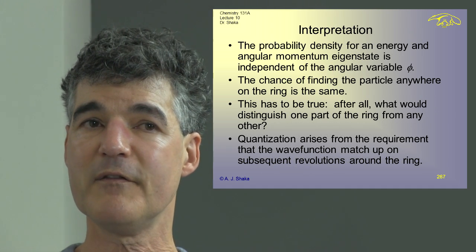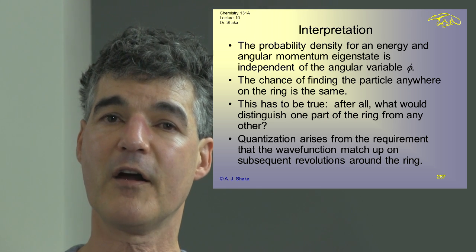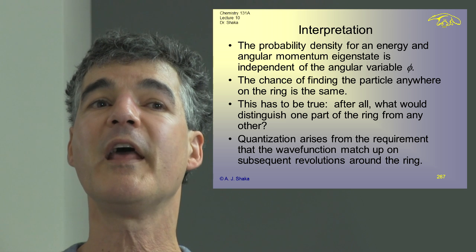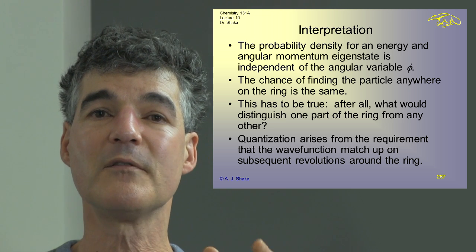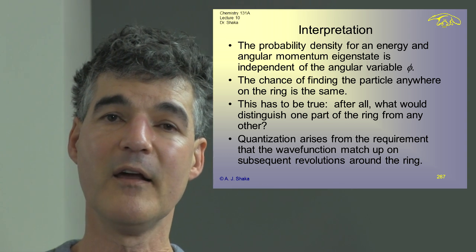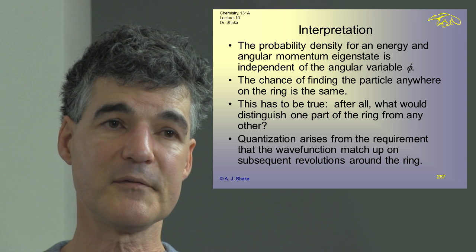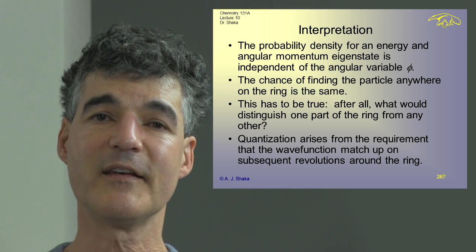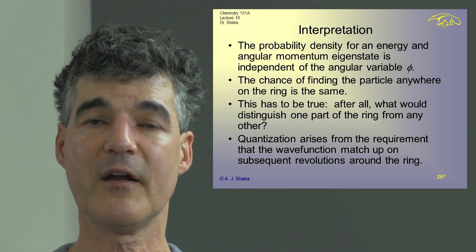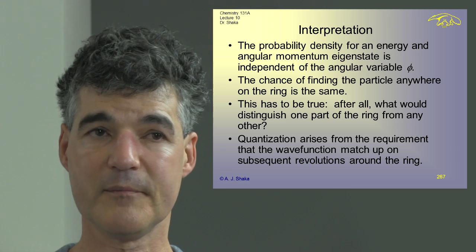The probability density for an energy and an angular momentum eigenstate is independent of the angular variable phi. The probability density is flat. And of course, it would have to be, because there's no reason why I should expect to find the particle more on one side of the ring than the other side of the ring when there's no difference between the sides of the ring. So it's got to be flat, and that makes perfect sense. If there's nothing to distinguish the two sides, how are we going to tell? And quantization, again, arises from the fact that the wave function has to match up, has to be single valued.